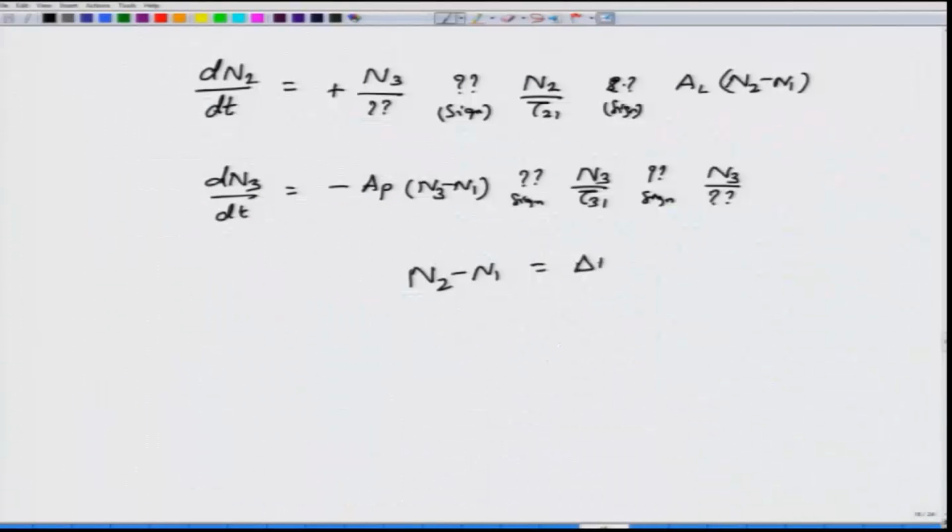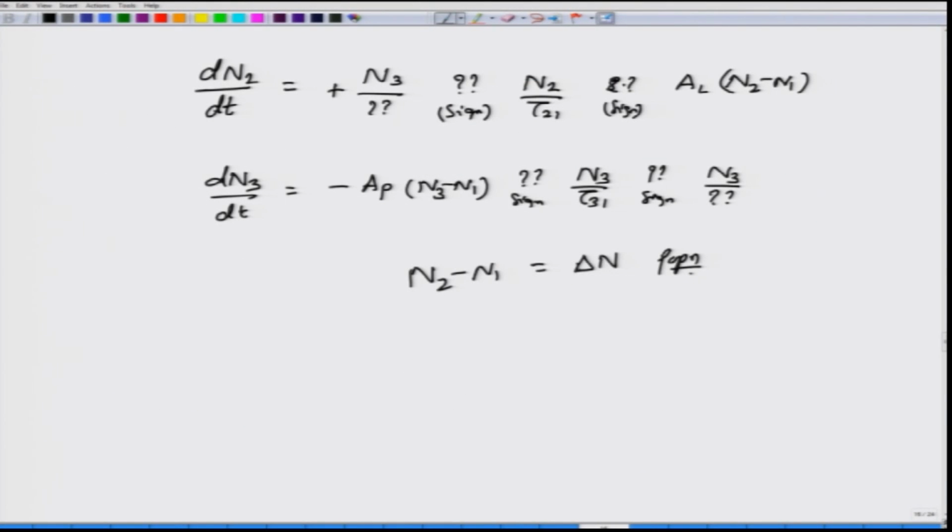Once you have written down these equations, the next step would be to find out the minimum pump power required so that you can actually have population inversion. The goal of this exercise was to ensure that you are pumping in a certain amount of photons such that the population level N2 will increase compared to N1 and N3. So, when you have a sufficiently strong pump, just after the critical pumping, then N2 will be greater than N1, and the difference N2 minus N1 we will denote as delta N and call it the population inversion.